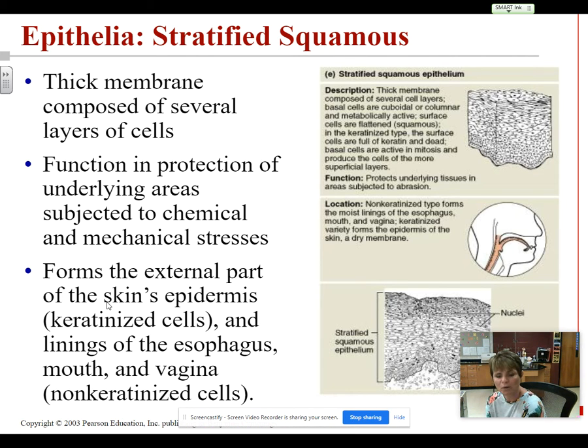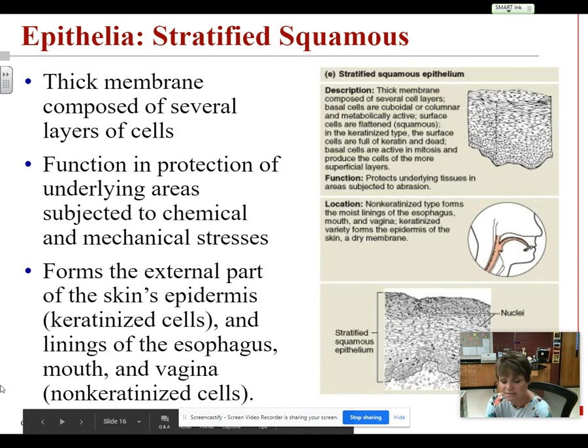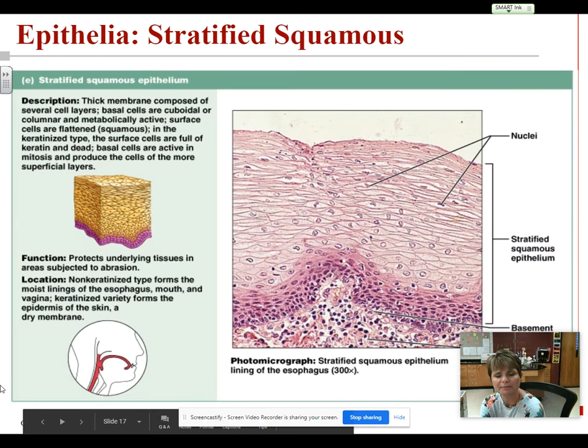So again, you only have to remember one location. Again, stratified squamous, several layers of thin, flat, puzzle piece-shaped cells with disc-shaped nuclei. Because it is so thick, it protects areas from chemical and mechanical stress. And you can remember that it's in the skin, the esophagus, the mouth. You decide which one you want to remember.